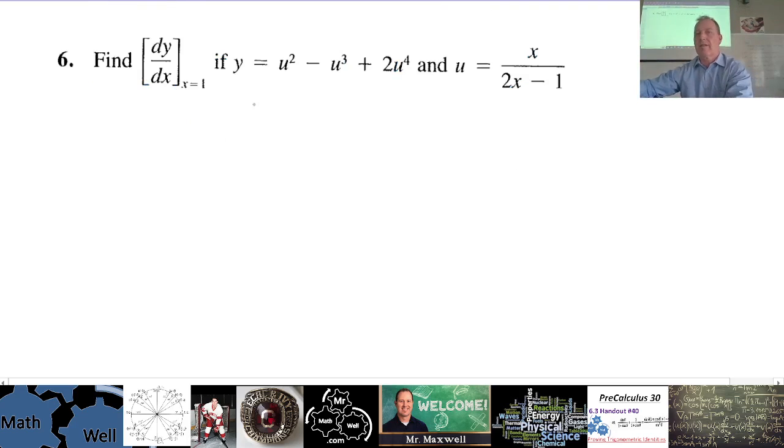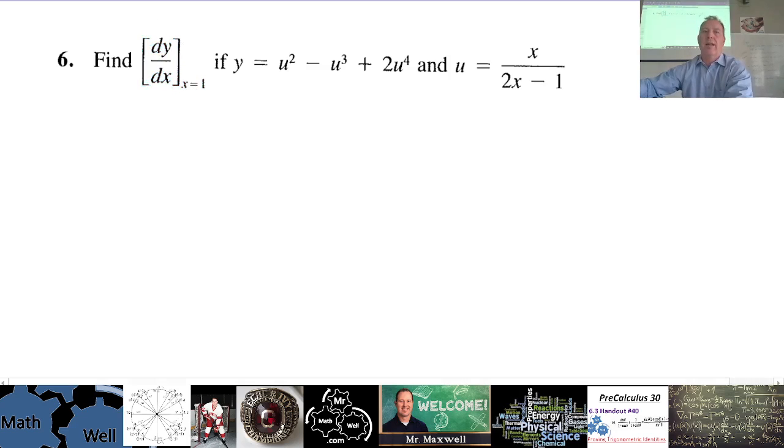Okay, so this is number 6. The notation might be a bit funny here. This, obviously, dy/dx is Leibniz notation for derivative. This little bit right here with the square brackets and the x equals 1 down here means that we find the derivative and we evaluate that derivative at x equals 1. That's what that notation means.